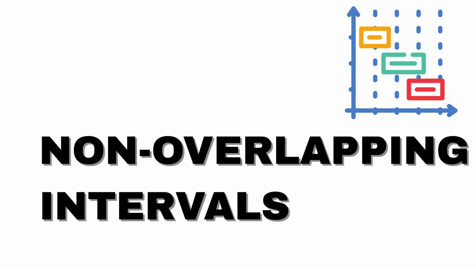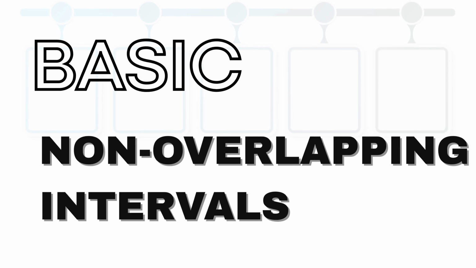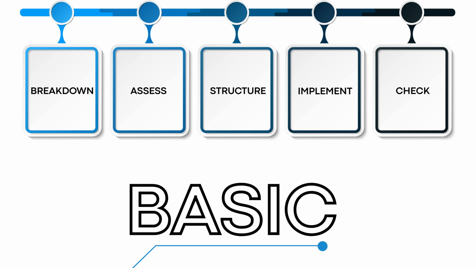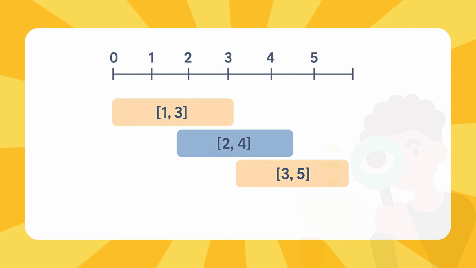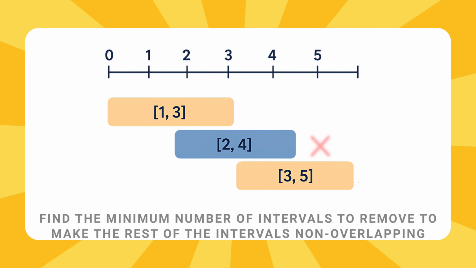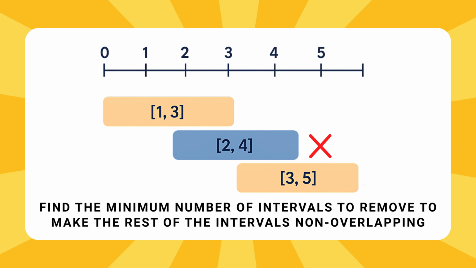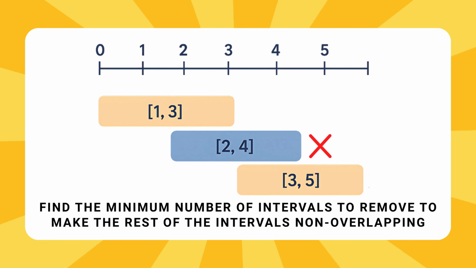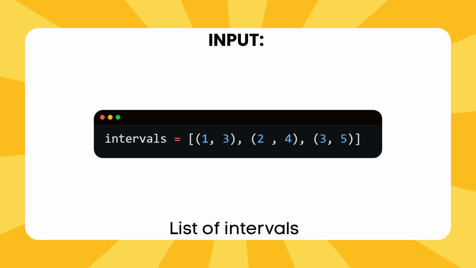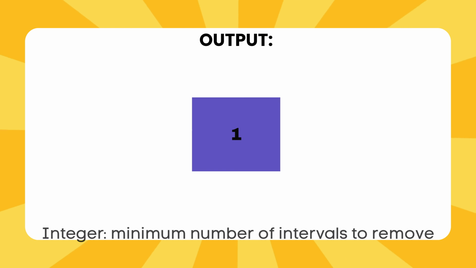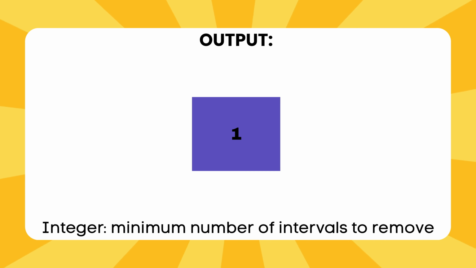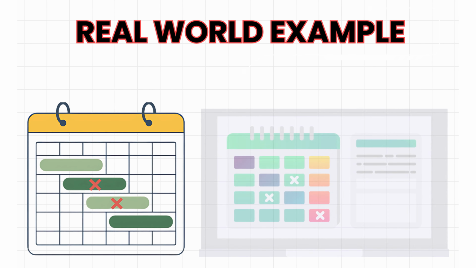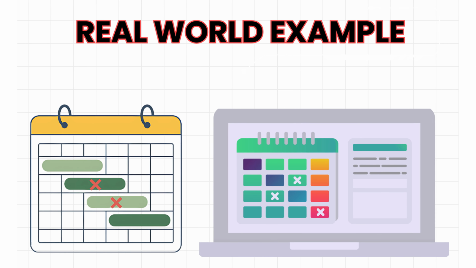Let's break down non-overlapping intervals using the basic approach, a proven strategy for greedy interval problems. Given a set of intervals, start, end, find the minimum number of intervals to remove to make the rest of the intervals non-overlapping. Input: a list of intervals, unsorted, that may overlap. Output: an integer, the minimum number of intervals to remove. Think of cleaning up an overloaded meeting calendar. What's the smallest number of meetings you need to cancel so that no two overlap?